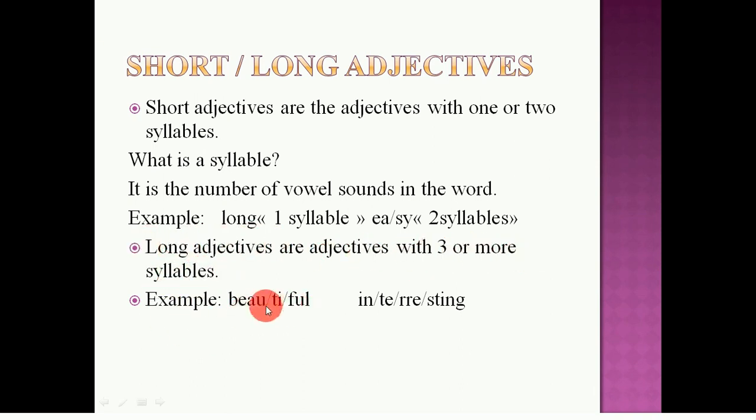Example: beautiful. Beautiful قداش فيها هذه؟ U, I, U. Three vowel sounds معناها three syllables. Interesting: فيها four syllables. اوكي، فهمتوا شنو الفرق ما بين short adjectives و long adjectives وفهمتوا وش معناها syllable.